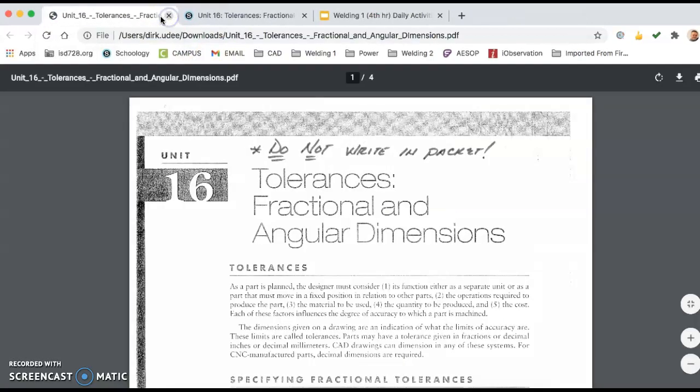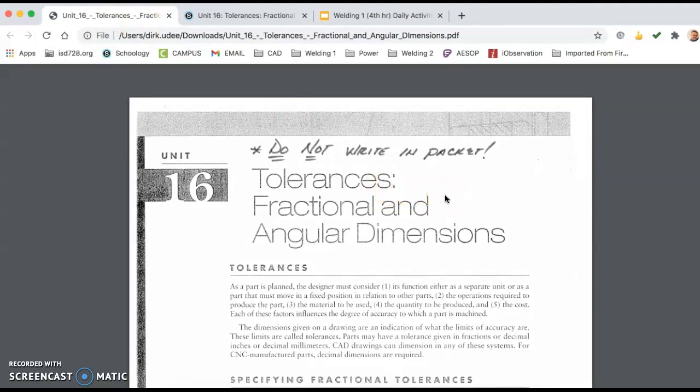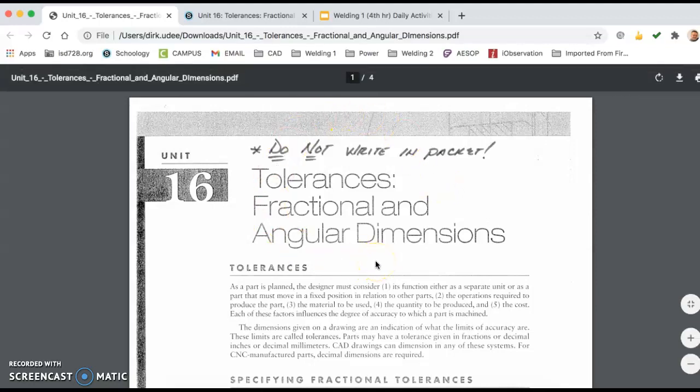Moving on to the blueprint. Now this is our second to last blueprint unit. So once we return from winter break, we have one more blueprint unit to complete, and then your workload starts to drop off. So now what we're working on here is tolerances, fractional and angular dimensions.